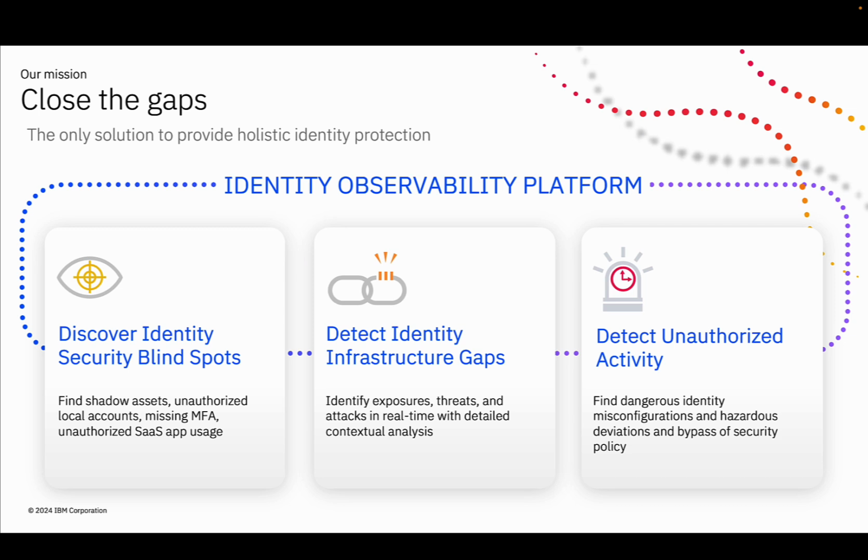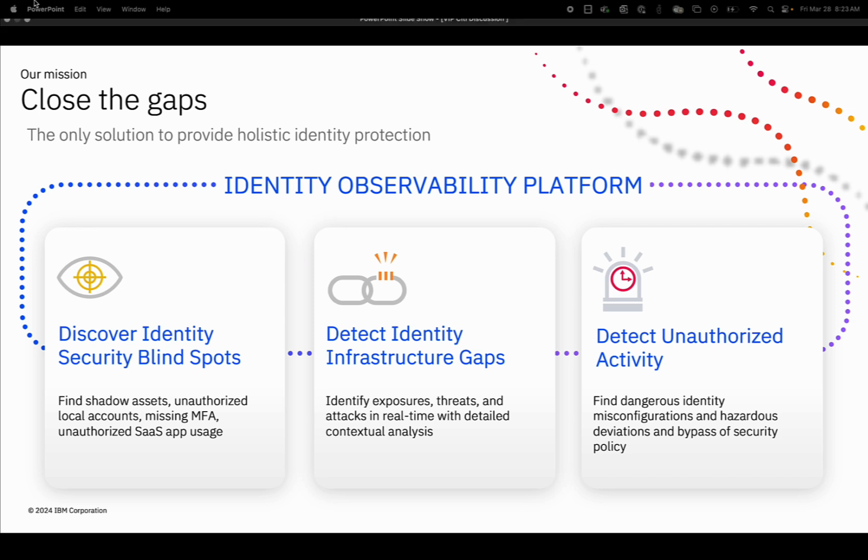Now, I'm going to demo one use case from each of these core pillars you see here. I'll begin with a view of our posture page, where we'll uncover some blind spots related to forgotten non-human identities. Then we'll move on to detecting unauthorized activity, such as a human user using their human credentials for scripting. And then we'll end with a use case regarding misconfigured MFA and the lack of MFA. So with that, let's dive in.